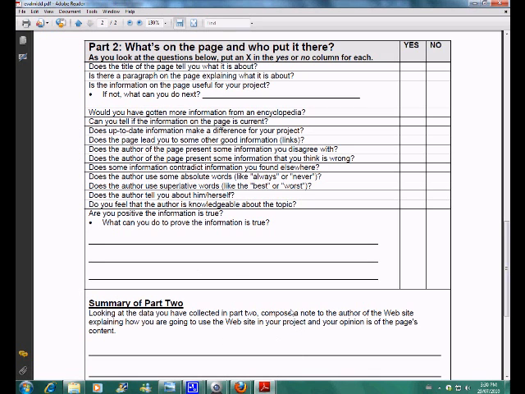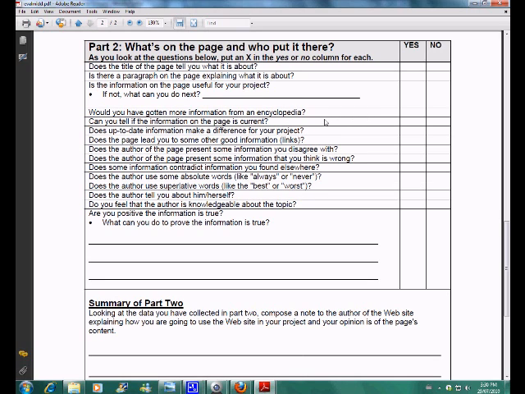Does the title page tell you what it's about? Yes, it does. Is there a paragraph explaining on the page what it's about? Yes, it does. Is the information on the page useful for your project? Information, not pictures. Okay. Would you do a report on Pacific tree octopuses? Probably. Would you have gotten more information from an encyclopedia? Yes.